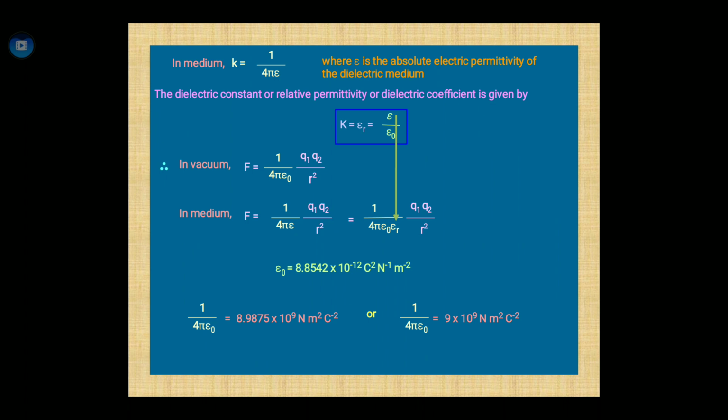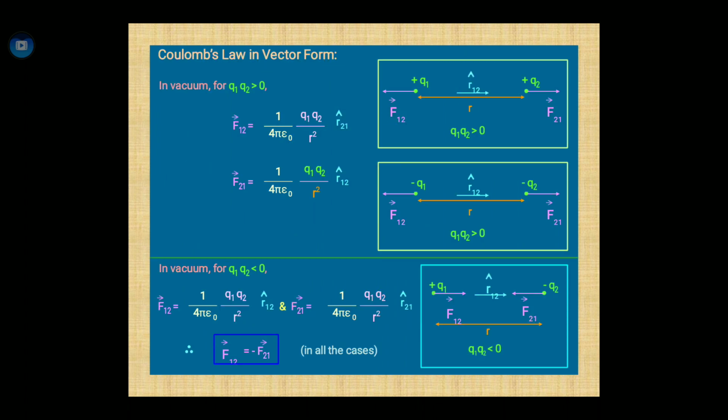Here the value of epsilon naught equals 8.8542 into 10 raised to the power minus 12 Coulomb square per Newton per meter square. The value of 1 upon 4 pi epsilon naught is approximately equal to 9 into 10 raised to the power 9 Newton meter square per Coulomb square.